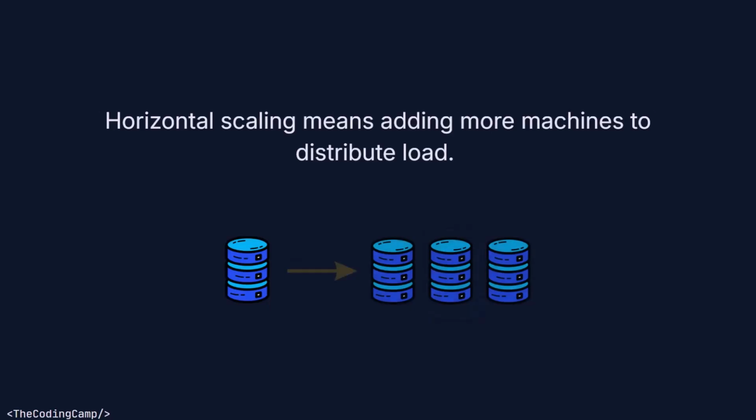Horizontal scaling means adding more machines to distribute load. Requests are distributed across servers using a load balancer. We will learn more about load balancers and how they decide which request goes to which server later in the course. The advantages of horizontal scaling are virtually unlimited scalability, fault tolerance, since if a machine goes down, another machine can handle the requests, and high availability. The disadvantages are the design complexity and data consistency challenges.